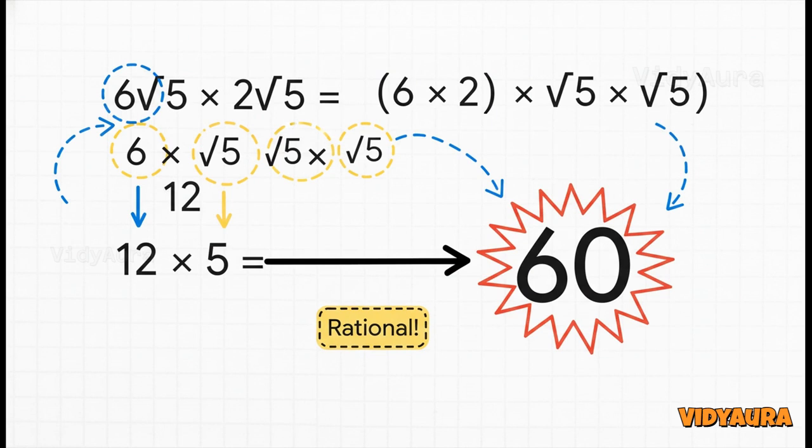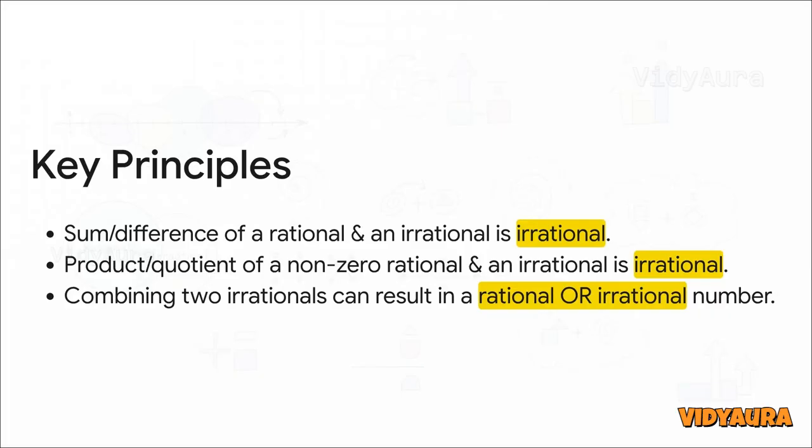Check this out. We multiply the rational parts, the 6 and the 2, and we get 12. Easy. Then we multiply the irrational parts, the square root of 5 times the square root of 5, which, by definition, just gives us 5. So we end up with 12 times 5, which is 60, a perfectly normal rational number. So the lesson here is that sometimes two irrationals can actually make a rational. Pretty cool, huh? So what have we figured out?